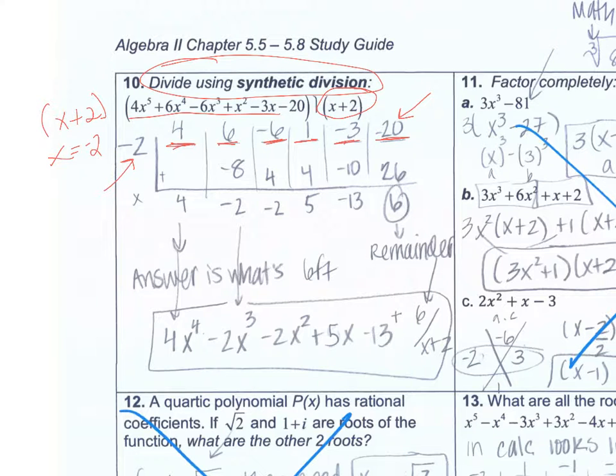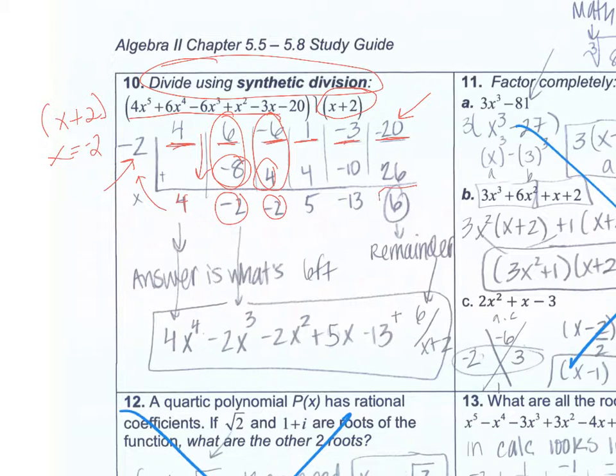Add inside, so 4 plus nothing is 4. Multiply outside, 4 times negative 2 is negative 8. And negative 8 plus 6 is negative 2. Negative 2 times negative 2 is 4. 4 and negative 6 is negative 2, so on and so forth.